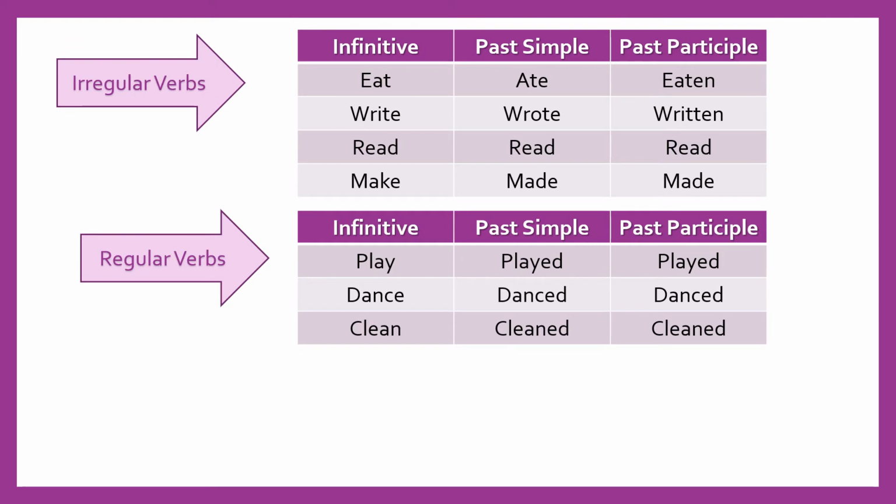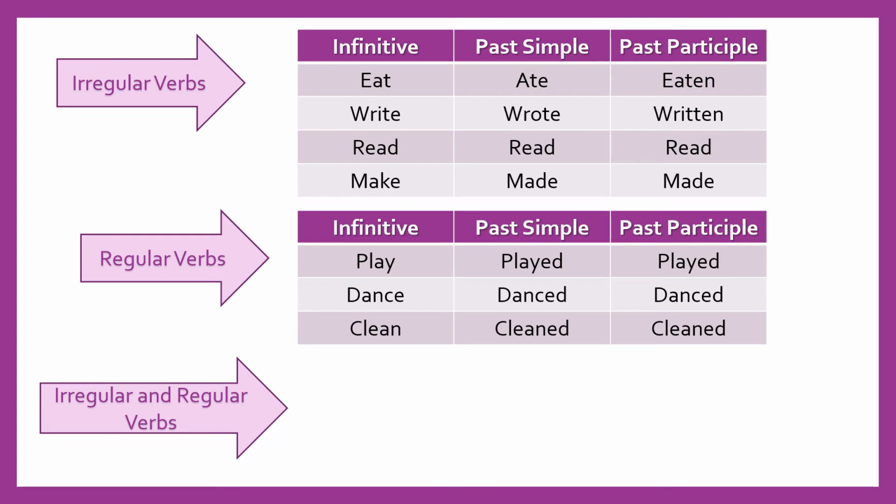The verb dance, we only add a d at the end of the word because we already have an e in the word. Allí solo agregamos la letra d porque ya termina en e la palabra dance. And in the past simple and past participle it's the same, danced and danced. And finally the verb clean. Here also it is the same, the past simple and the past participle, cleaned and cleaned.